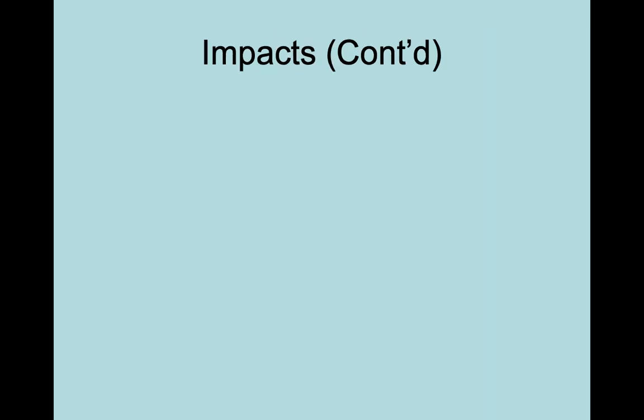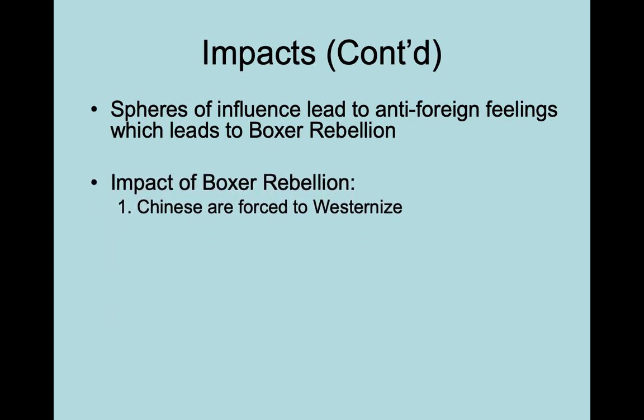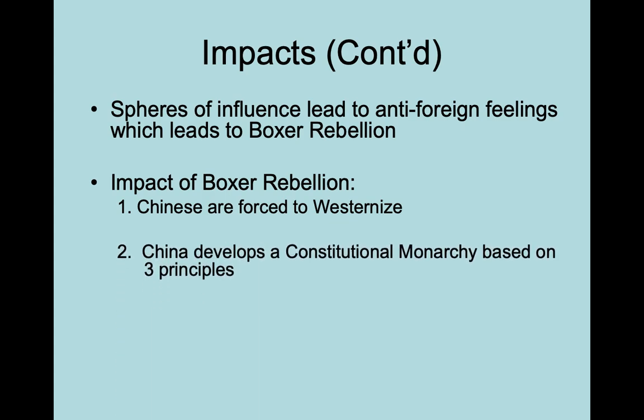As a result of these spheres of influence, the Chinese developed significant anti-foreign feelings towards Europeans. These feelings of hatred would ultimately lead to the Boxer Rebellion, which you will learn about in a future assignment. Once the Boxer Rebellion was over, the Chinese were forced to westernize or modernize their country by copying and adapting their way of life to a way that was similar to Europeans and other Western countries.